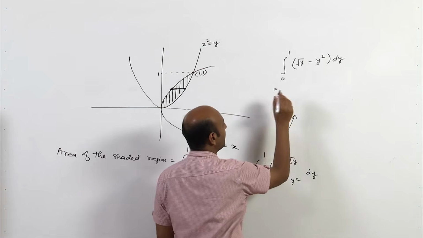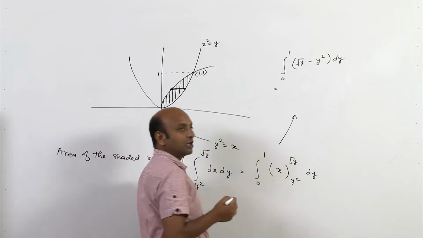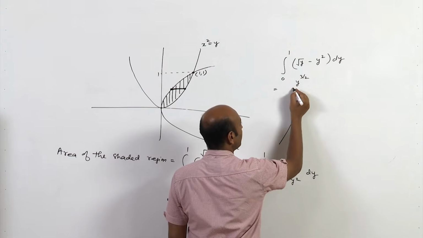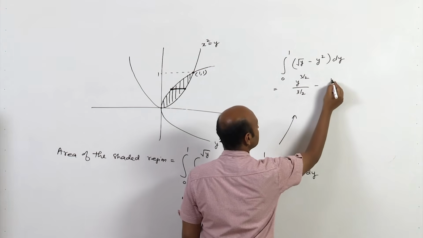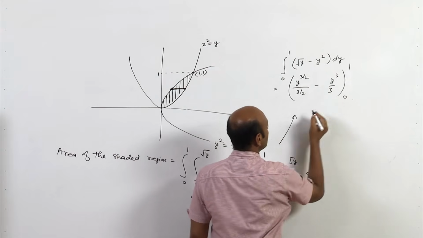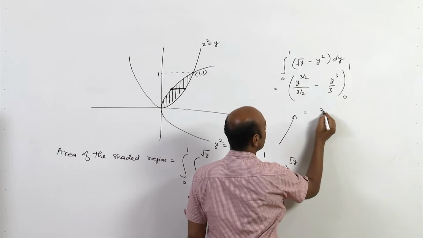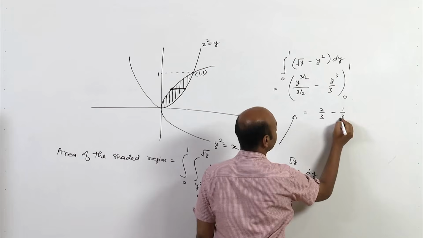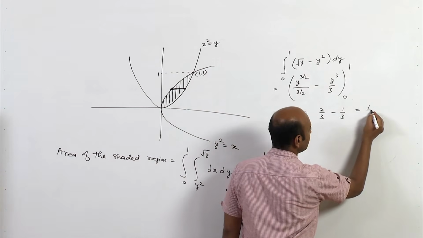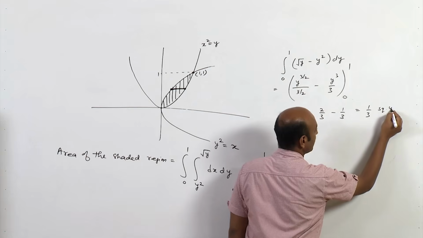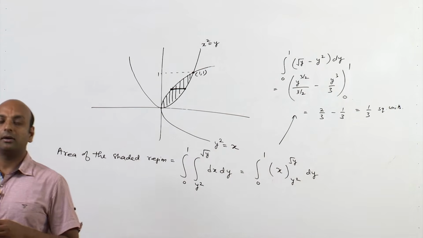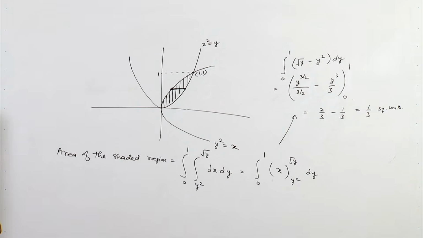Now you integrate over y. So integration of y raised to power 1 by 2 is y raised to power 3 by 2 upon 3 by 2, minus y cube upon 3, and it is 0 to 1. So when y is 1, it is 2 by 3 minus 1 by 3, okay. At 0 it is 0, so it is 1 by 3 square units. So this will be the required area of the shaded portion.